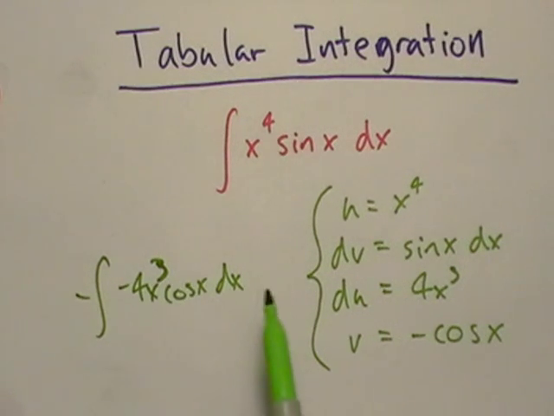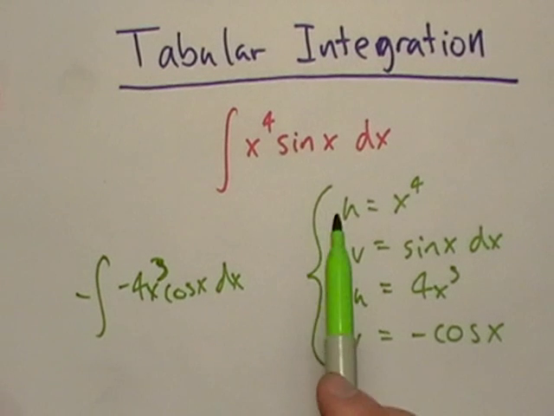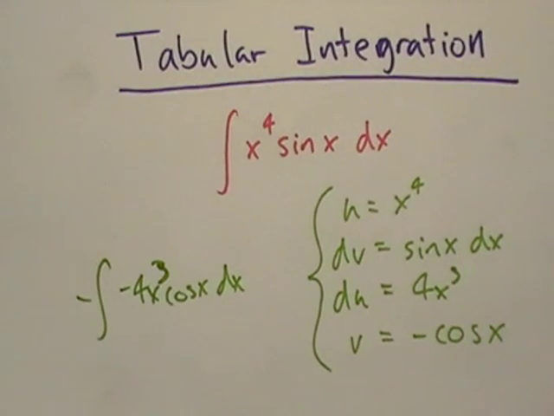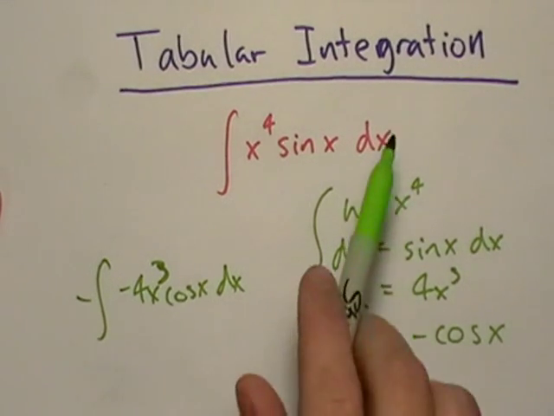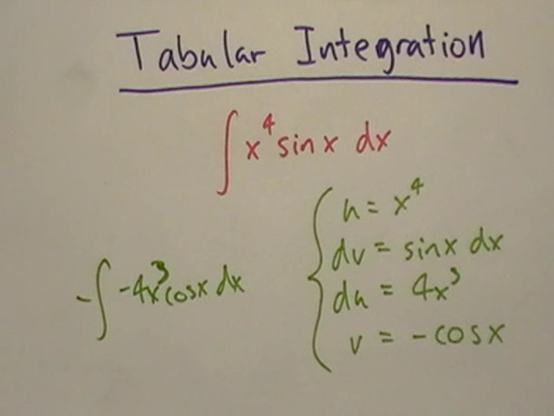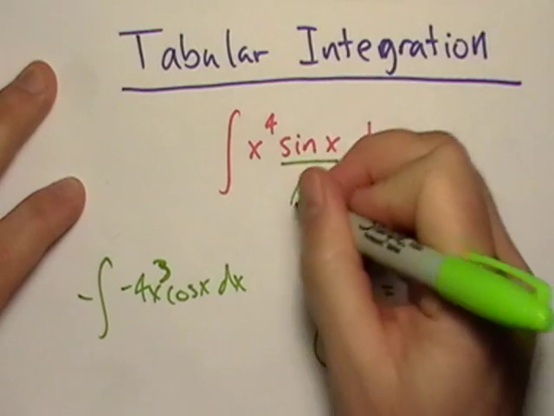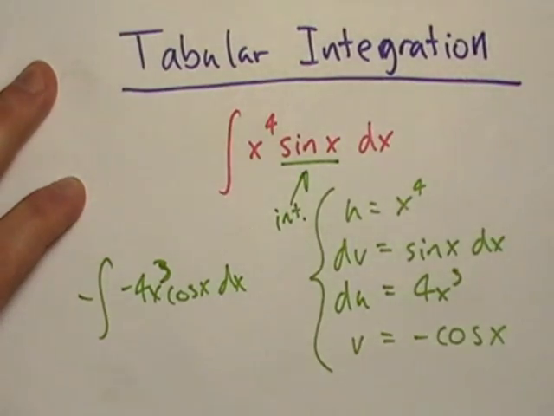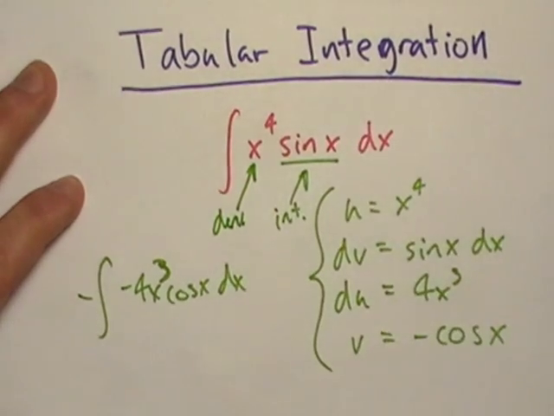I mean, you could do it, but it would be a major pain to just keep doing this. So what we're going to do is introduce the tabular method of integration. If you look here, all our little substitutions are just derivatives and integrals, right? Think about it. What do we do right here? We take the integral of this portion, and we take the derivative of this.